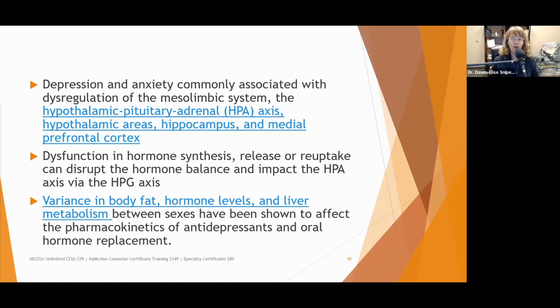Variances in body fat, hormone levels, and liver metabolism between the sexes have been shown to affect the pharmacokinetics of antidepressants and oral hormone replacement. Someone who is heavier, someone who has a greater percentage of body fat, someone who has a less efficient liver, maybe because they have a history of alcoholism, whatever, is going to respond differently than someone who is of average weight and has a fully functioning liver.